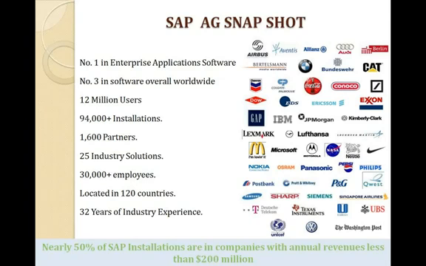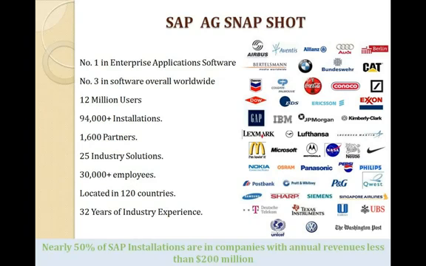You may have heard of these companies. From this slide, I can say that SAP stands #1 in ERP software and #3 in worldwide software. More than 12 million users are working on the SAP platform. 94,000 installations have taken place till now. More than 1,600 partners, such as Wipro, IBM, Satyam. These are the official partners of SAP, where they have the rights to implement SAP in any of the industries. And SAP has given a specific solution to more than 25 industries.